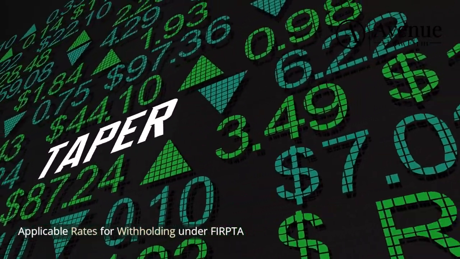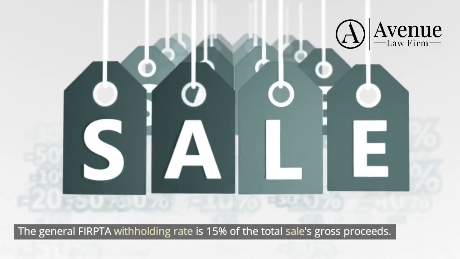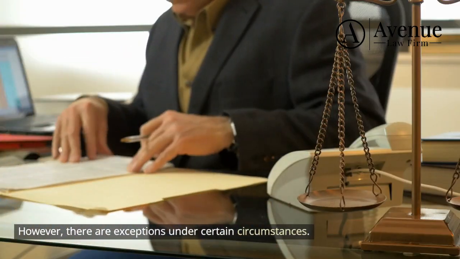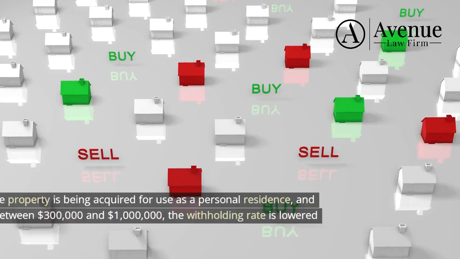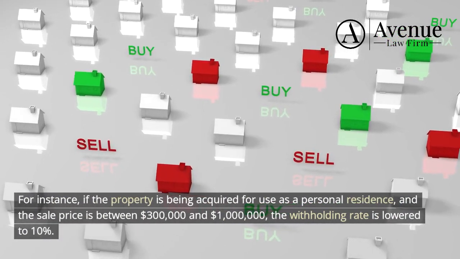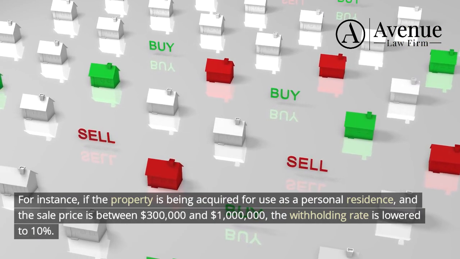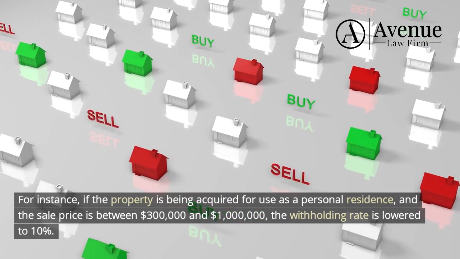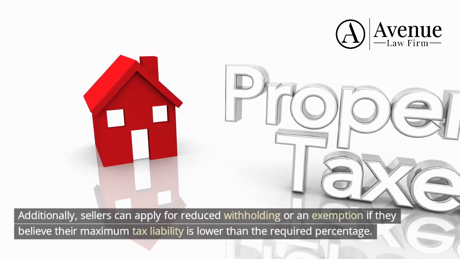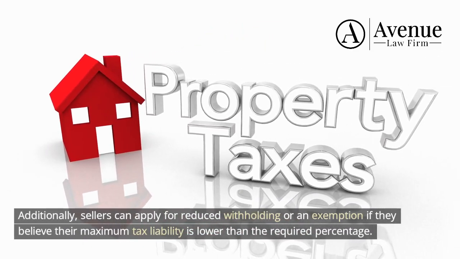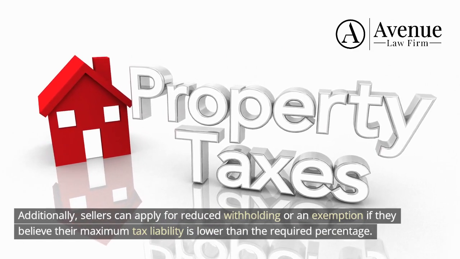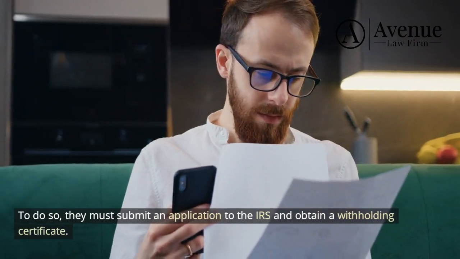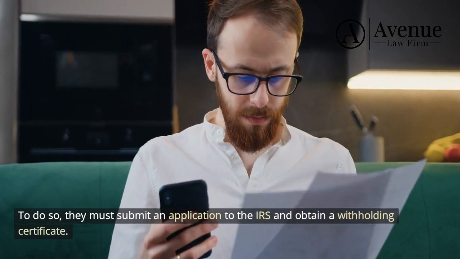Applicable rates for withholding under FIRPTA. The general FIRPTA withholding rate is 15% of the total sales gross proceeds. However, there are exceptions under certain circumstances. For instance, if the property is being acquired for use as a personal residence, and the sale price is between $300,000 and $1 million, the withholding rate is lowered to 10%. Additionally, sellers can apply for reduced withholding or an exemption if they believe their maximum tax liability is lower than the required percentage. To do so, they must submit an application to the IRS and obtain a withholding certificate.